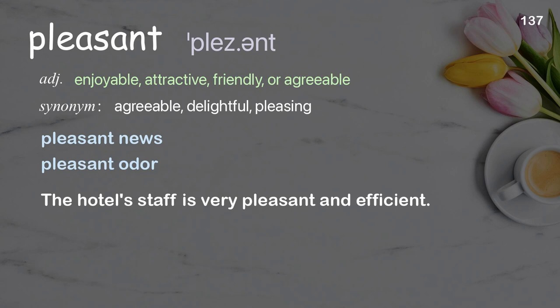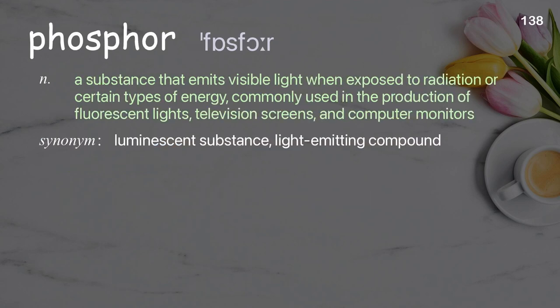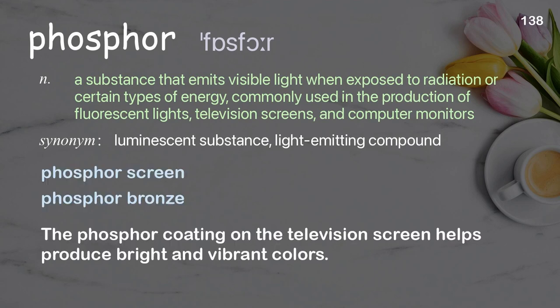Phosphor. A substance that emits visible light when exposed to radiation or certain types of energy, commonly used in the production of fluorescent lights, television screens, and computer monitors. Examples: phosphor screen, phosphor bronze. The phosphor coating on the television screen helps produce bright and vibrant colors.